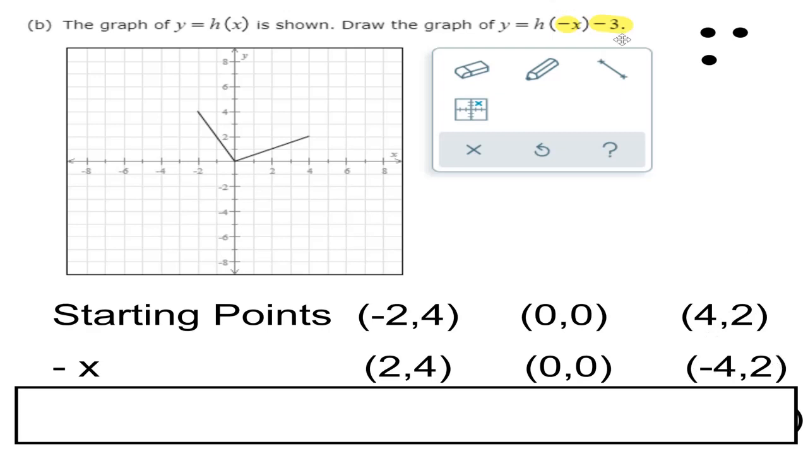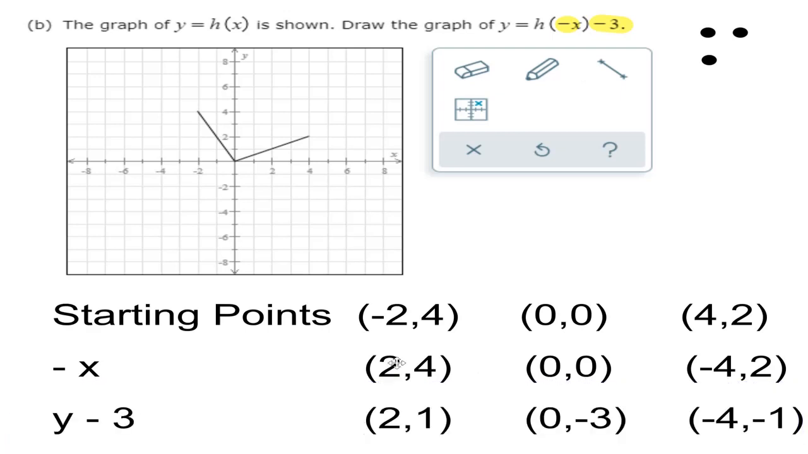Now, my y was -3. So I'm going to take 3 away from all my y's. So it becomes (2, 1), because 4 minus 3 is 1. (0, -3), because 0 minus 3 is -3. So the (0, 0) does not always stay the same. It works when we're in multiplication, because zeros stay the same when multiplied. And the (-4, 2) minus 3 is (-4, -1). So my 3 new points, the ones I'm going to graph, are (2, 1), (0, -3), and (-4, -1).